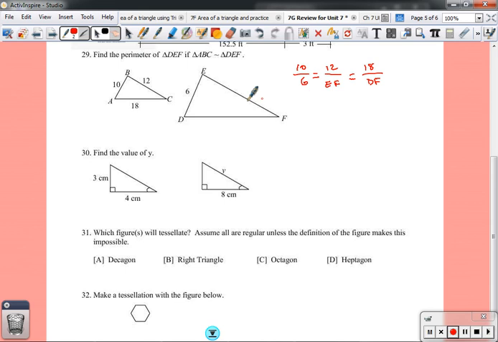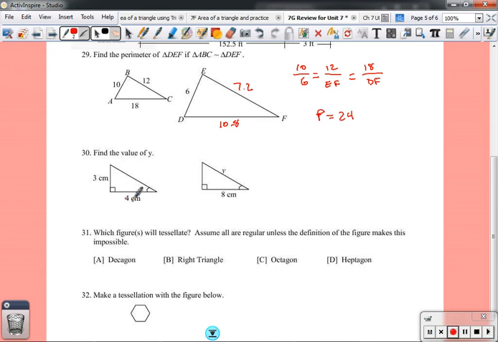72 divided by 10 is 7.2. And here, 6 times 18 is 108. 108 divided by 10 is 10.8. 10.8 plus 7.2 is 18, plus 6 is 24, so the perimeter is 24.